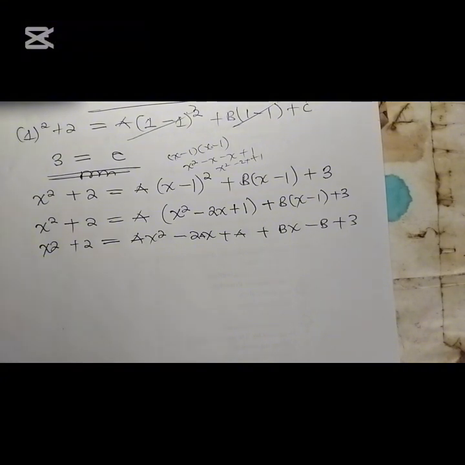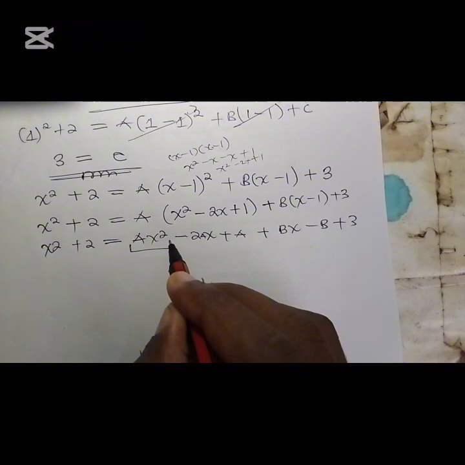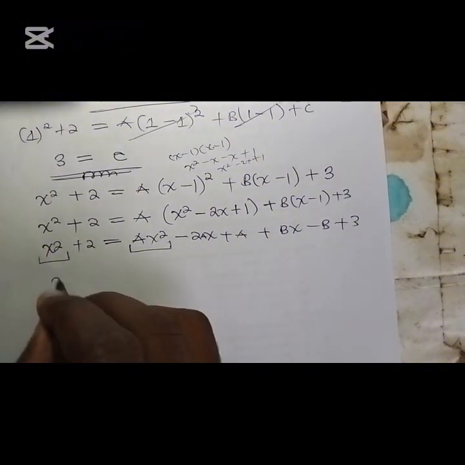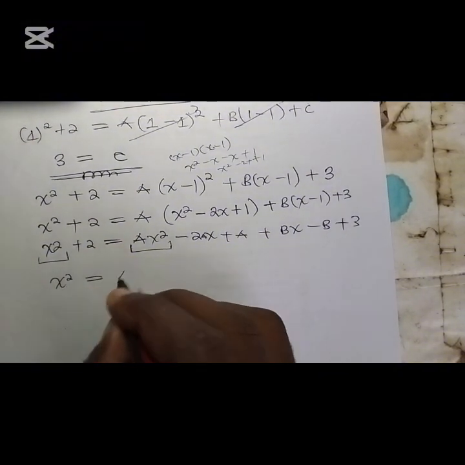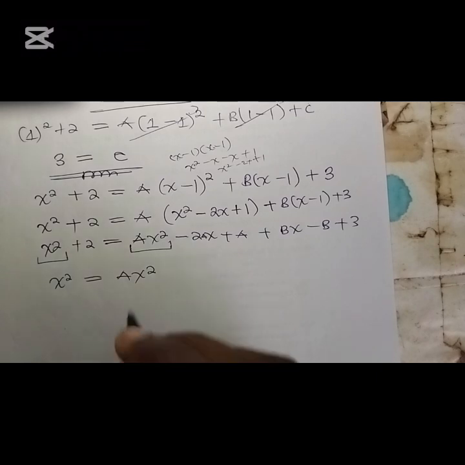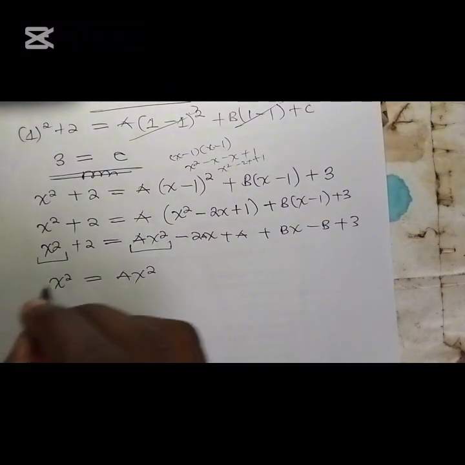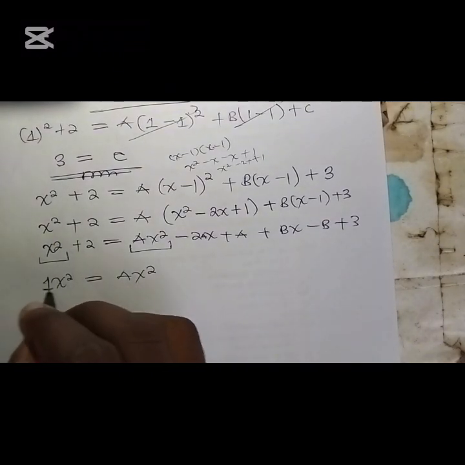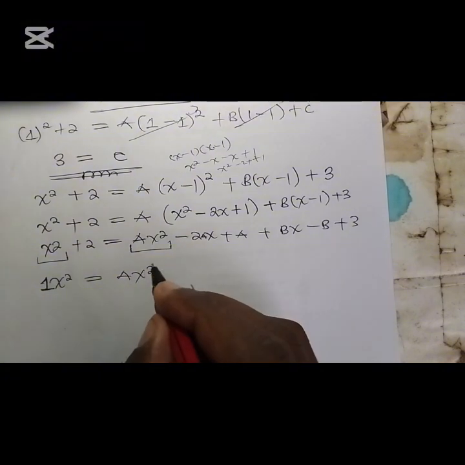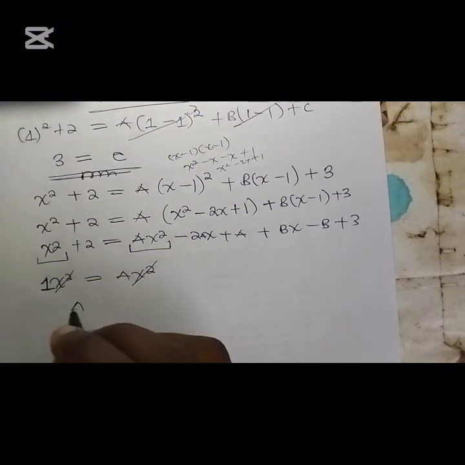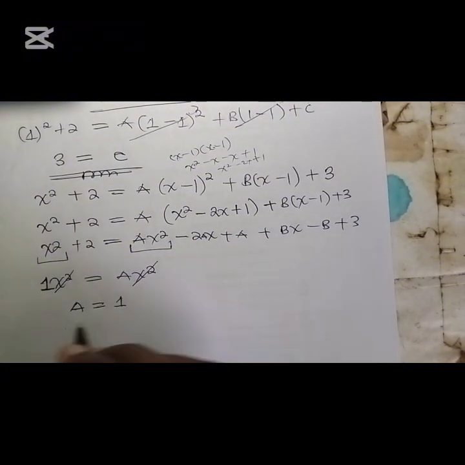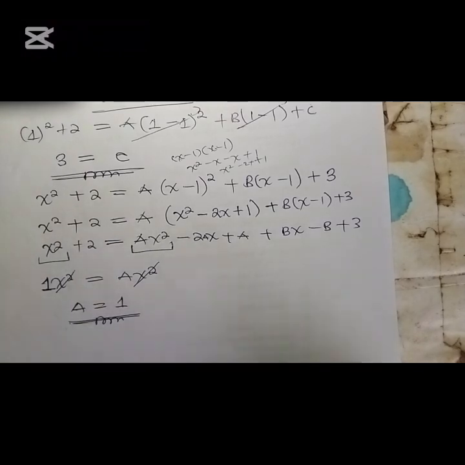Then from there now we can pair the terms. The x squared will be equal to ax squared. Initially there's a 1, the coefficient of x squared is 1. So if you divide this and that, then a will give you 1.